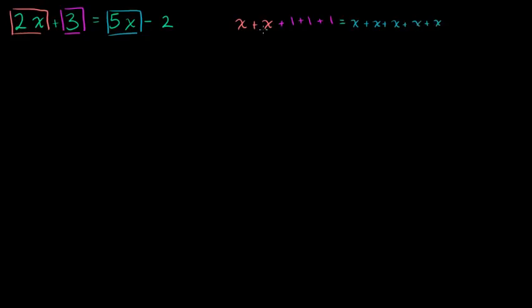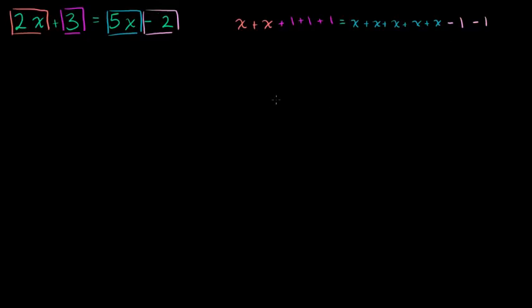And I want to make it clear, you would never actually have to do it this way when you're solving the problem. You would just have to do the algebraic steps. But I'm doing this so you can actually visualize what this equation is saying. The left-hand side is these two orange x's plus 3. The right-hand side is 5x minus 2. So minus 2, I'll do in pink, as minus 1 and minus 1.